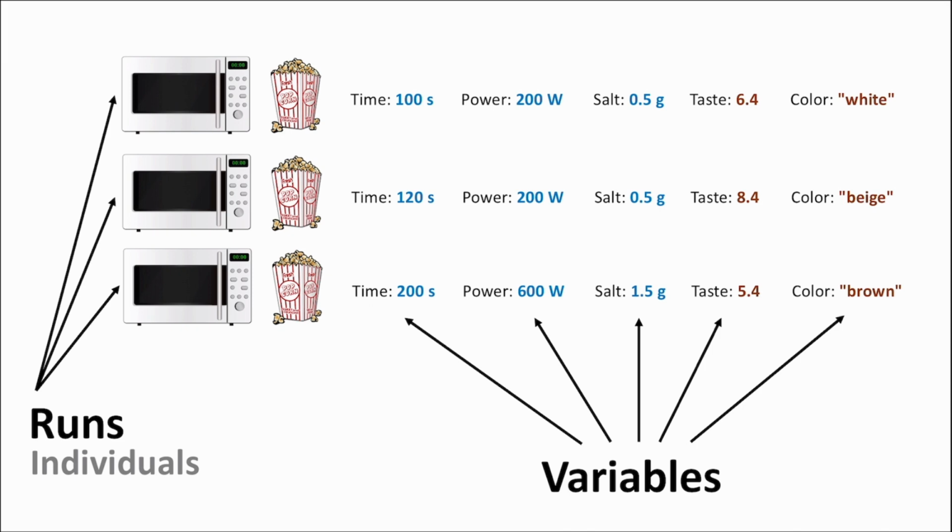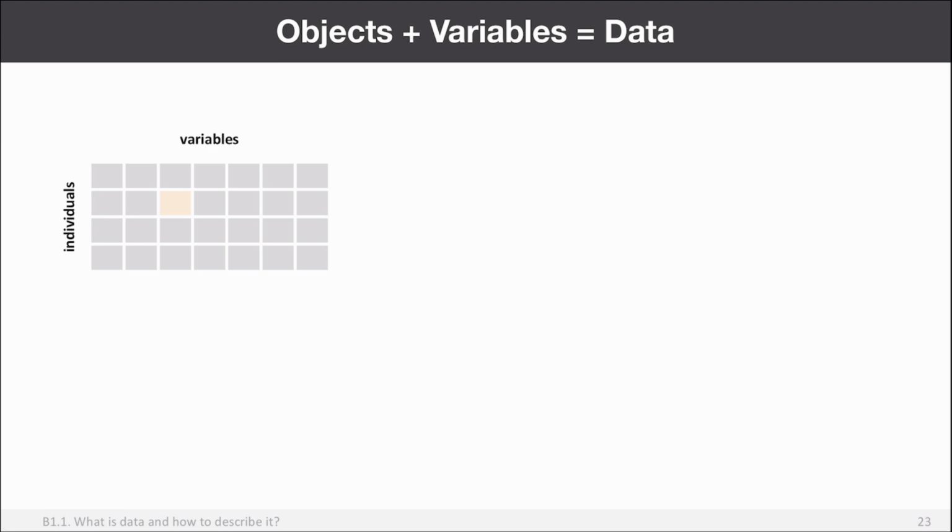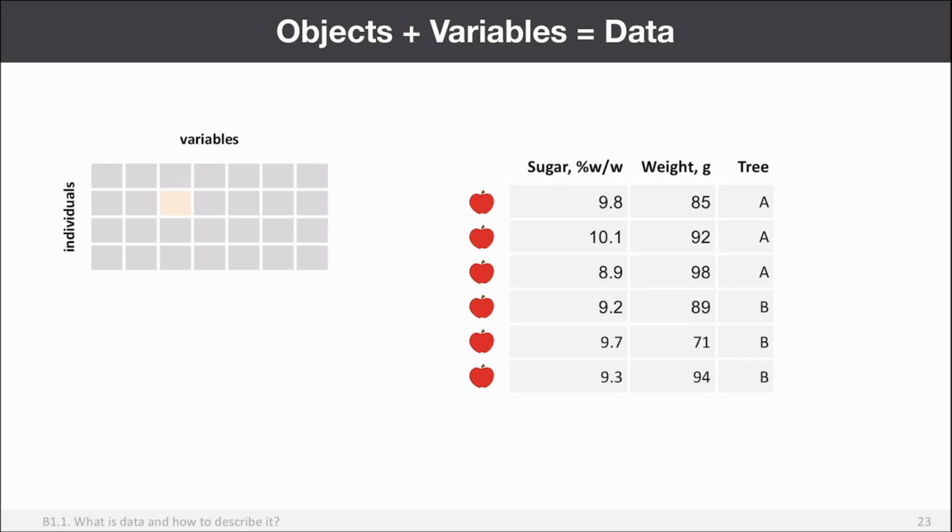So we have data with 3 runs, 3 individuals. So our sample size is 3. And for every individual, we have 5 different variables. So this combination of individuals and variables, we will call a data set. That's the most common representation of a data set. It looks like a table, or in case all values in your table are numeric, you can also call it a matrix. And then every row of this table is an individual.